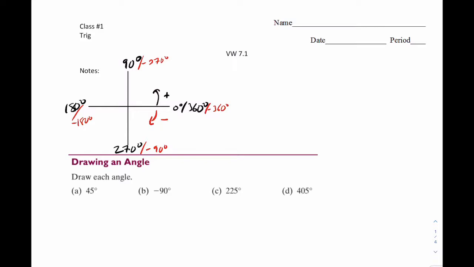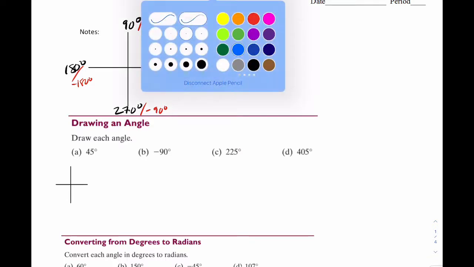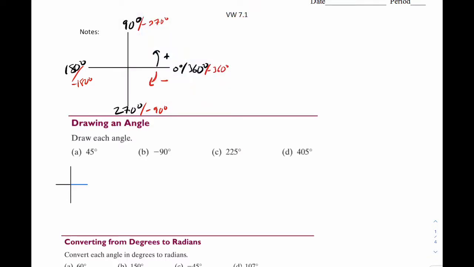So let's go to our first example. It just says draw an angle, 45 degrees. So to make it easier, I'll just draw your XY axis like this. And then you can actually use the x-axis as the first side. So leave that there, and then rotate your other leg up 45 degrees. And there's your answer.